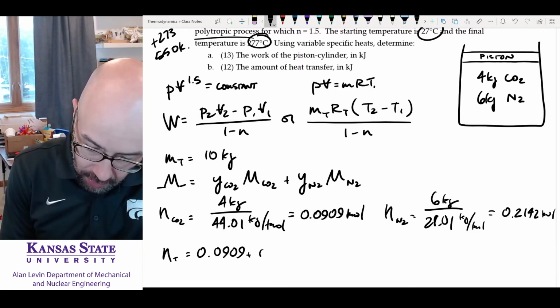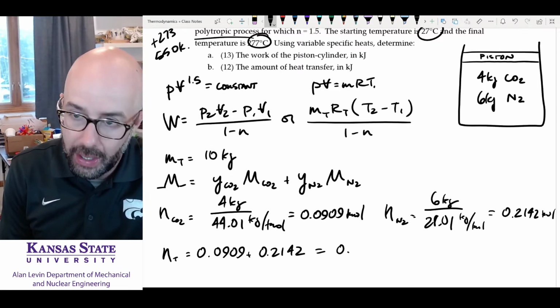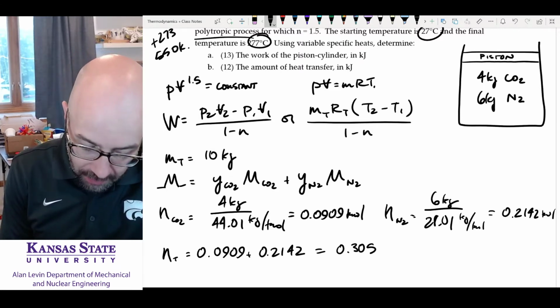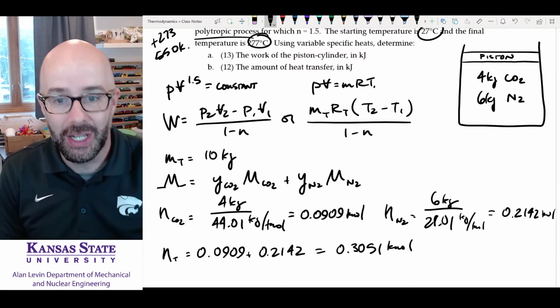And so my number of moles total is going to be equal to 0.0909 plus 0.2142. And now I have a total here of 0.3051 kilomoles.